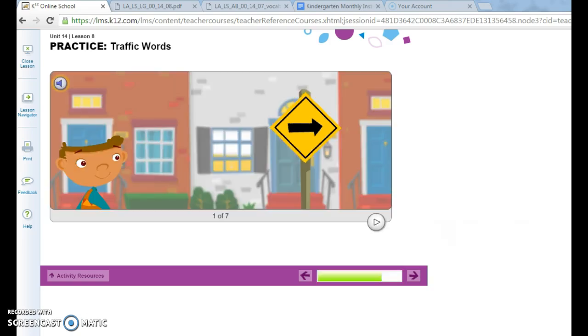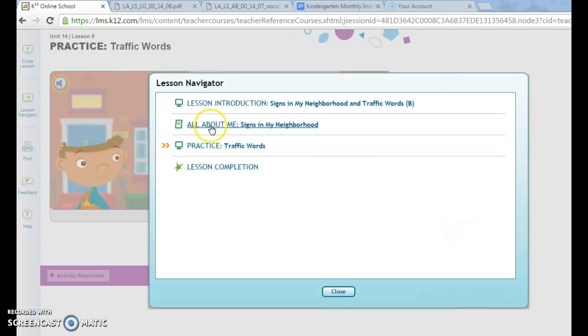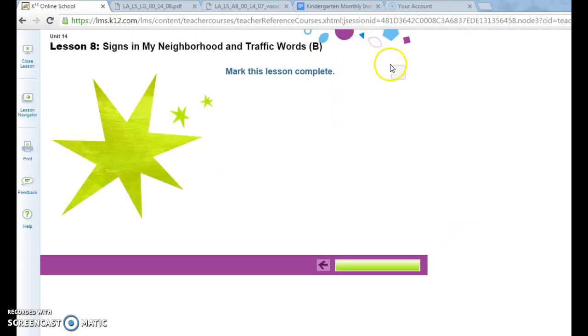Once your student has completed the online practice for traffic words, you can mark the lesson complete. Again, go to Lesson Navigator, click on Lesson Completion, and mark the lesson complete.